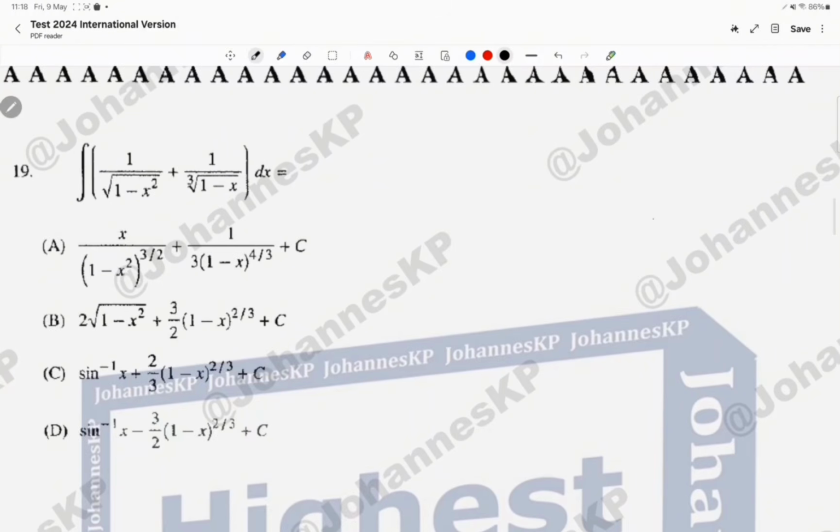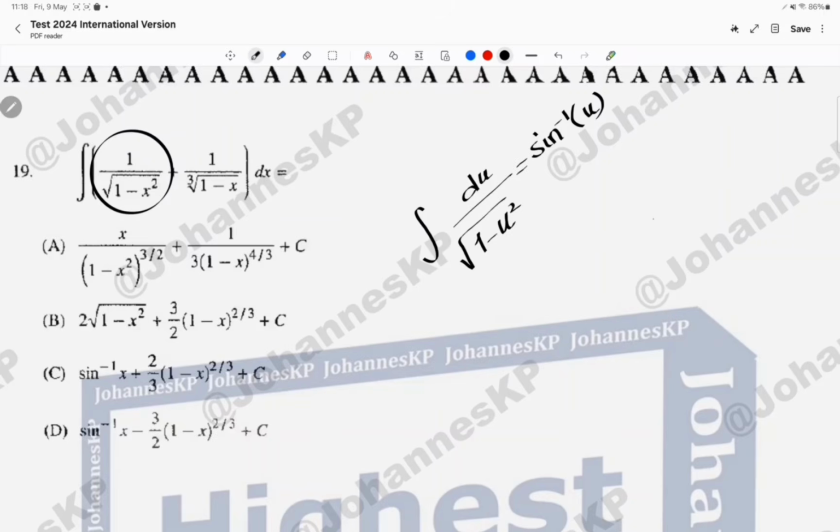Question 19. So basically, do you know how to get the inverse of sine upon integration? Or you have not learned that yet? Okay. So look, if you have du over the root of 1 minus u squared, and if you integrate that, you get inverse sine of u. Good. So this guy here will give us the inverse sine of x, basically. So it's not A and it's not B.